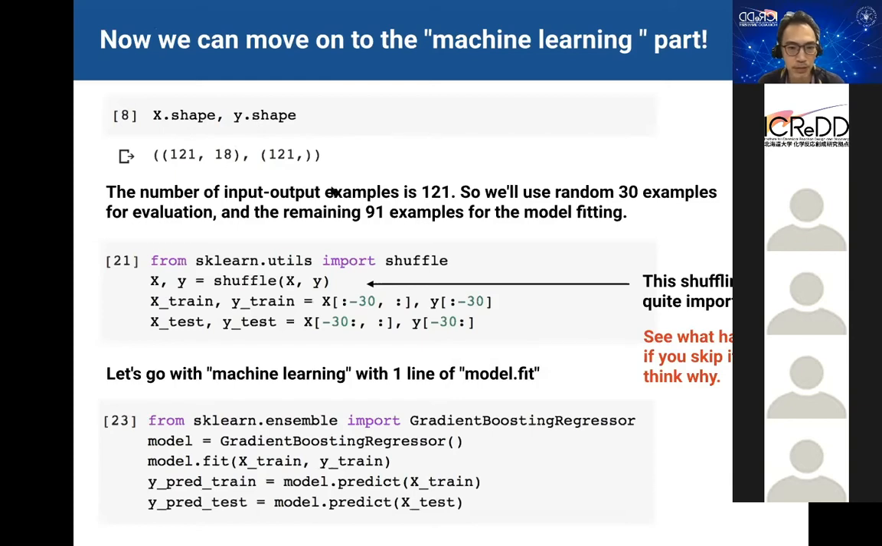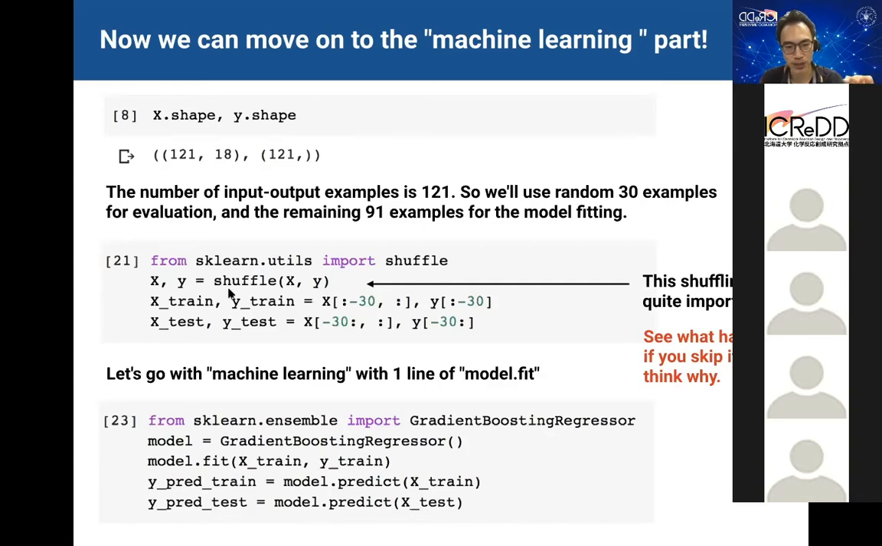But if we input all of this into the machine learning, we cannot evaluate whether the machine learning can predict something. So we split the data. We hold out 30 examples out of these 121, so only the remaining 91 examples are fed to the machine learning part. First we need to shuffle the rows. It's just a one line command from the scikit-learn utilities. I will explain it later, but anyway, we want to shuffle the rows.